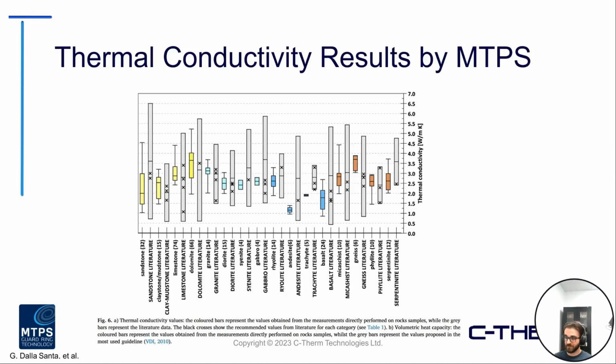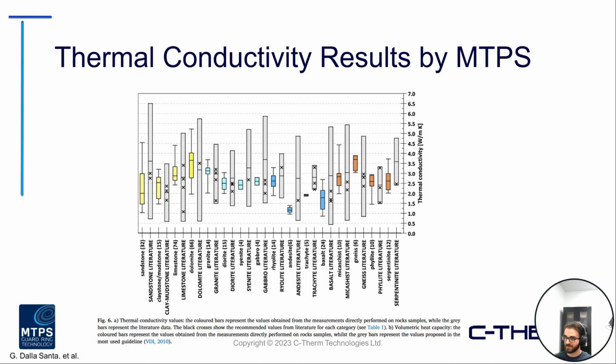Now here, I just pulled out one of the graphs from the paper, which was looking at the thermal conductivity results that were obtained by MTPS. The MTPS was used for a certain subsection of the materials tested. And what they're showing here is a few things. The data shown with the colored bars was the direct MTPS measurement. The gray bar beside it represents the literature value range noted for those samples.